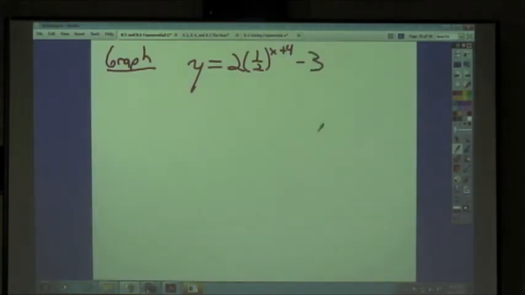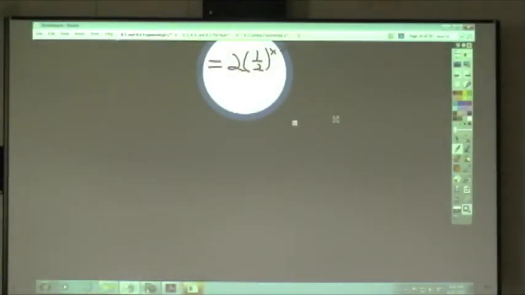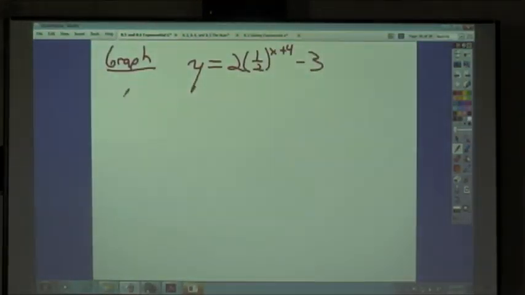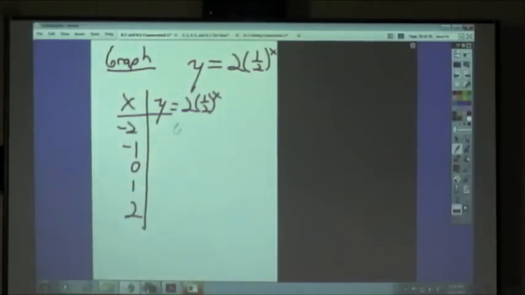minus 3 power. When you are looking at something like this, always focus in on just that first little part, just the 2 times 1/2 to the x. That's what you want to make a table of values for. Not because I think you guys are dumb, but because I'm trying to make it easier for you to type in your calculator. When you make a table of values for that, all you have to do is plug in your -2, -1, 0, 1, and 2 into that simple 2 times 1/2 to the x power.